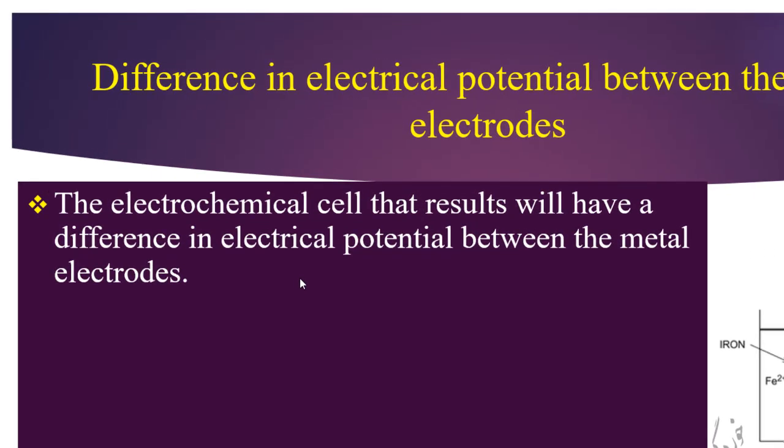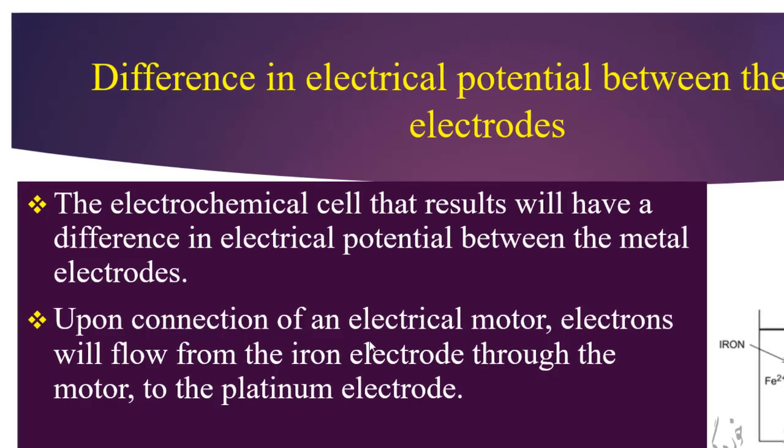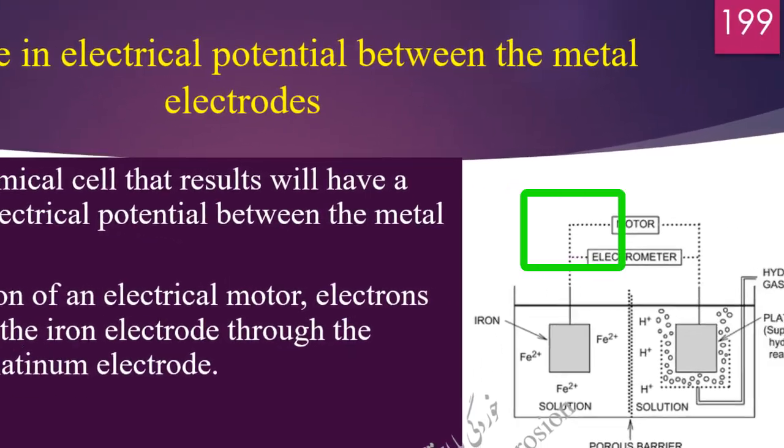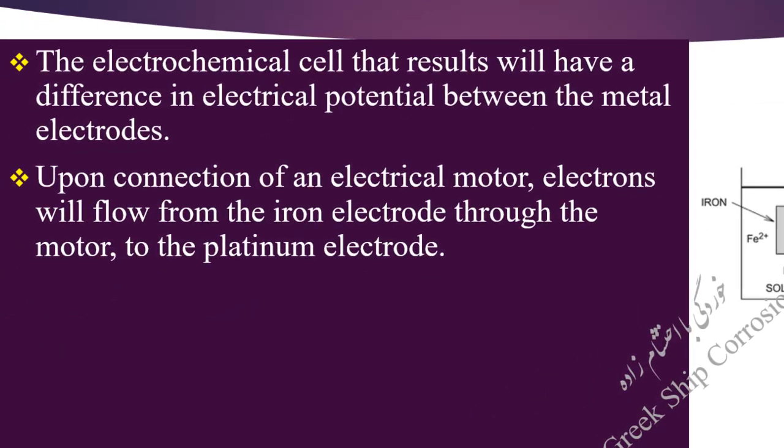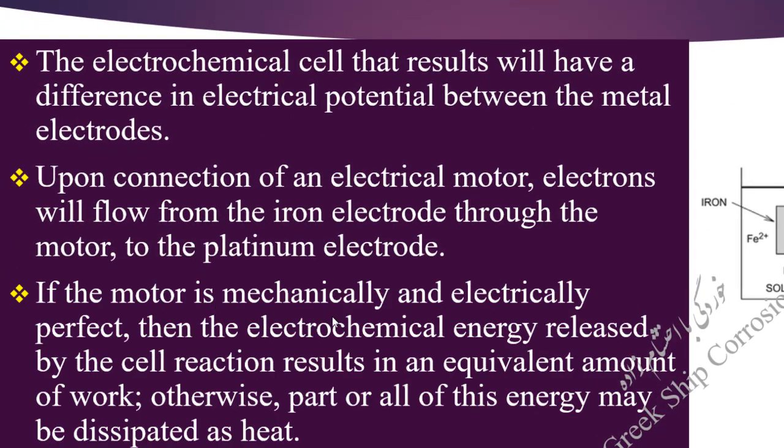The electrochemical cell that results will have a difference in electrical potential between the metal electrodes. Upon connection of an electrical motor, electrons will flow from the iron electrode through the motor to the platinum electrode. If the motor is mechanically and electrically perfect, then the electrochemical energy released by the cell reaction results in an equivalent amount of work. Otherwise, part or all of this energy may be dissipated as heat.